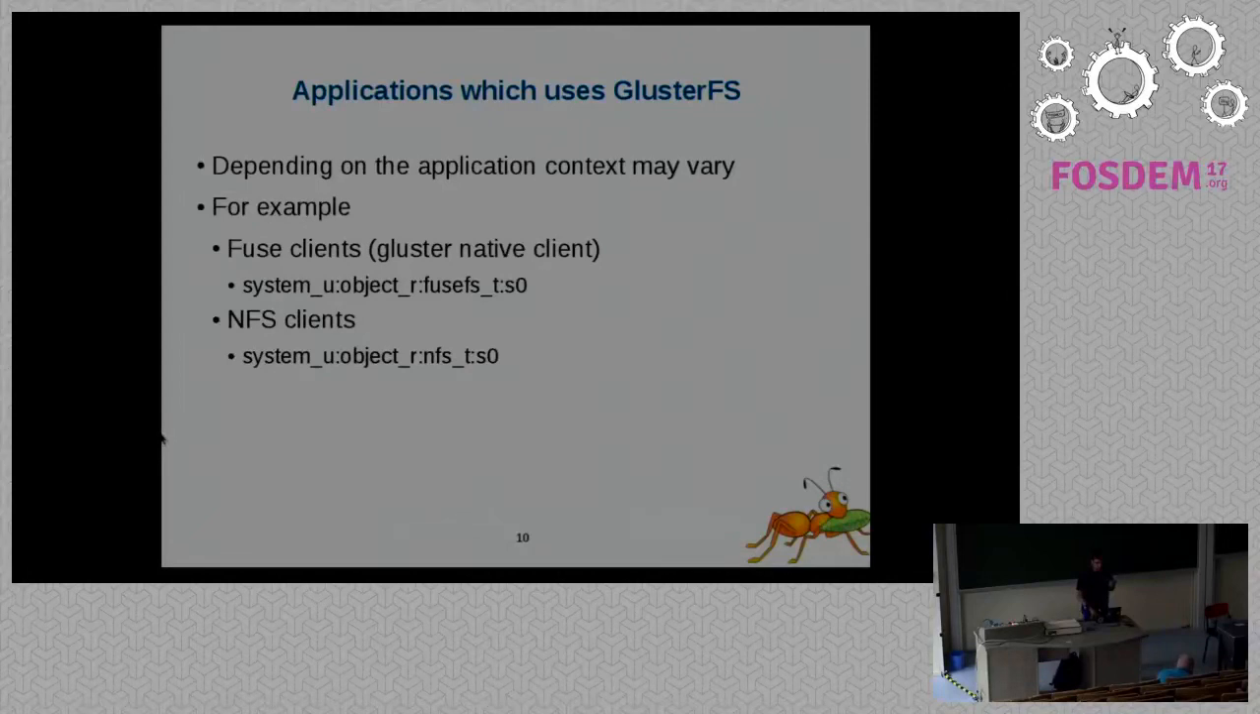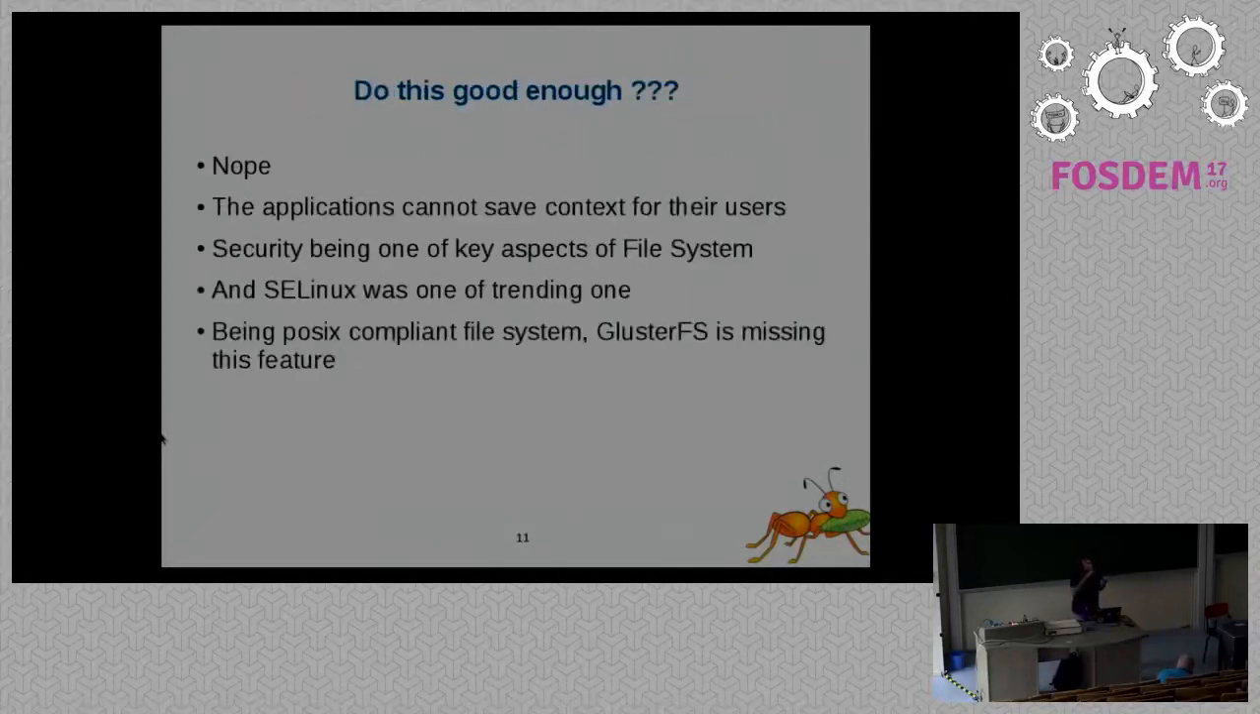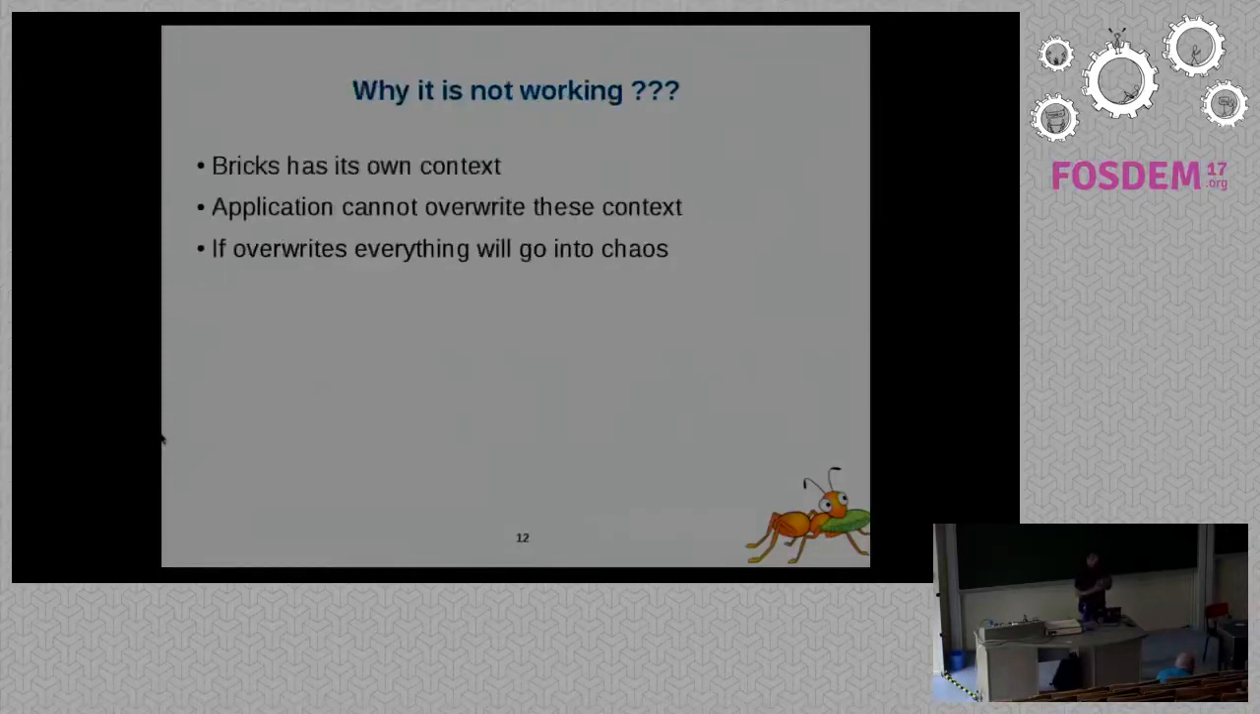Applications can set context on clients. Currently, with the current GlusterFS architecture, clients cannot set different context on files which reside on a GlusterFS volume, and SELinux provides mandatory access control. And GlusterFS is a file system basically, a Linux compliant or POSIX compliant file system. We need to support SELinux. So why is it not working for us?